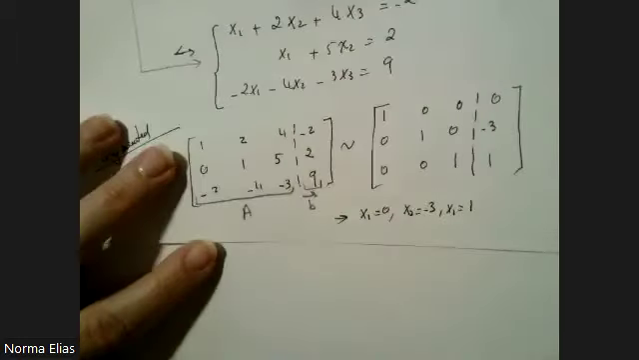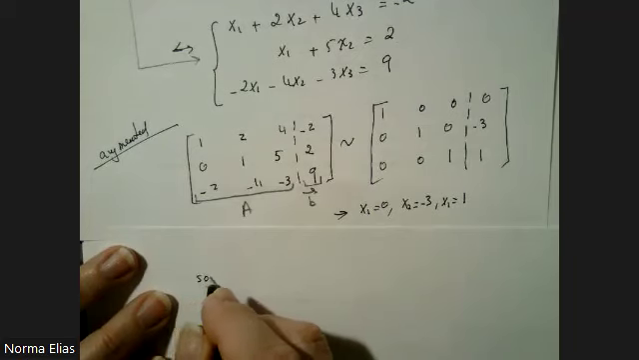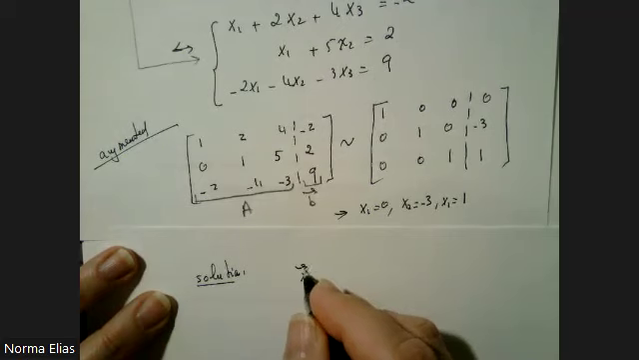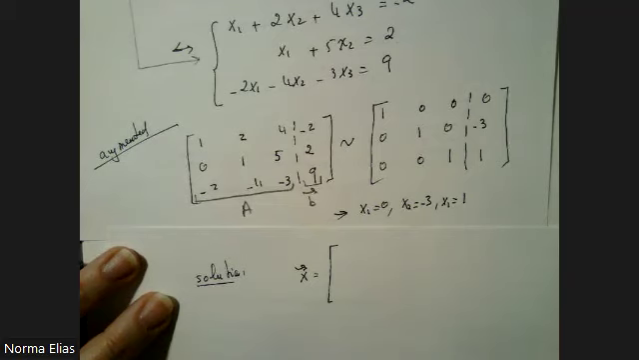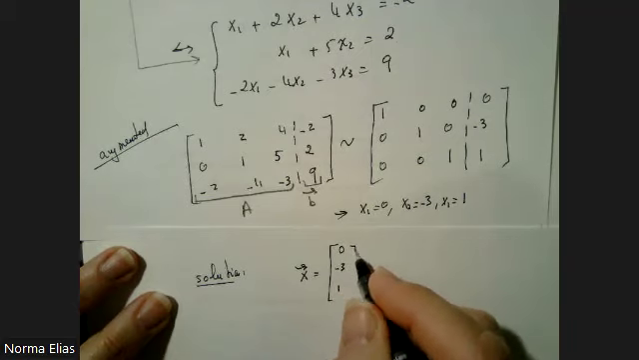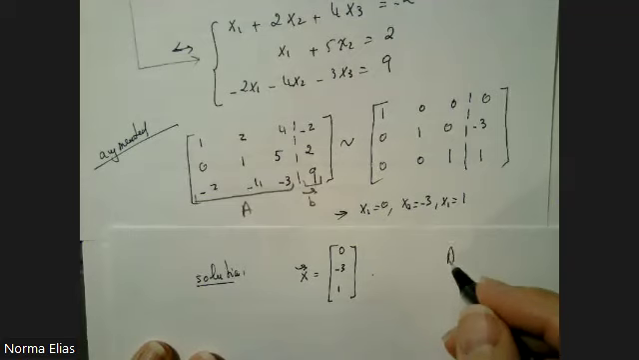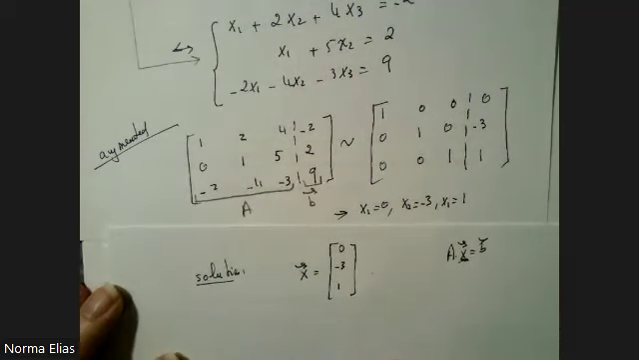So it means the solution is x equal to the column vector 0, minus 3, and 1. I use vectors for the solution because I'm solving A times x, so I expect the solution to be a column vector. We're using vectors to represent a solution because I'm solving A times x equal to B. My x is a vector in here.